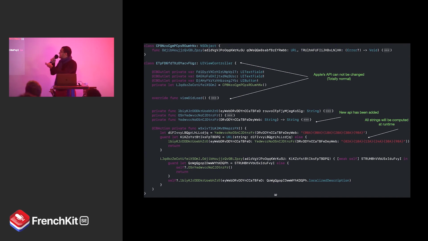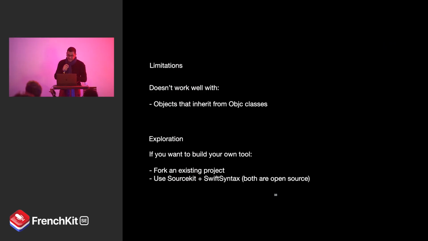And now, as you can see, it's a little bit complicated to understand. And if we take a look carefully on here, we can see that IXGuard has also injected some API, and it means that all strings will be deciphered at the runtime. Nevertheless, there is some limitation, because it doesn't work very well with objects which inherit from Objective-C classes. And if you want to learn more how it works under the hood, I invite you to take a look at SourceKit and Swift Syntax.